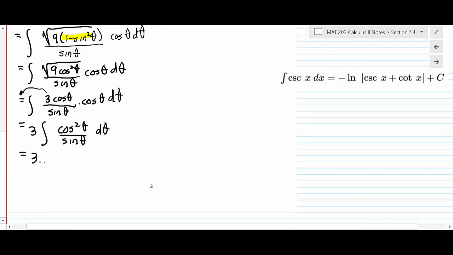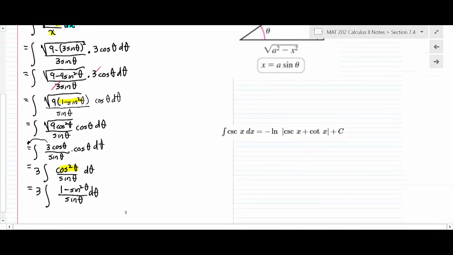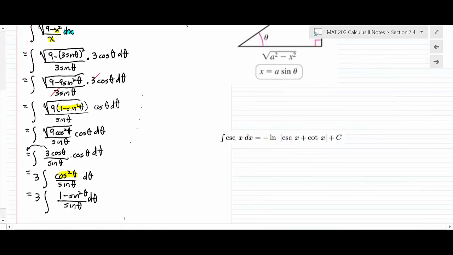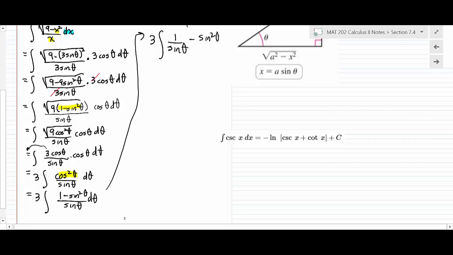Let's write this as 3 times the integral. Again, pull out your Pythagorean identity. So you want to write this as 1 minus sine squared theta over sine theta times d theta like that. I'm going to move this to the side here so I can take up the room that I need. Now let's split it up into 2 parts: 1 over sine theta minus sine squared theta over sine theta times d theta like that. Let's see where that's leading us now.